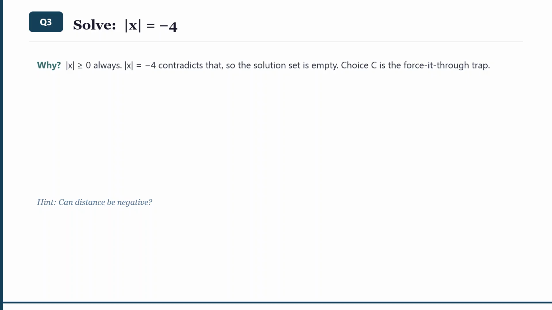Choice C, x equals plus or minus 4, is the force it through trap. Students see the absolute value bars and reflexively write the plus or minus answer without first checking that the right-hand side is non-negative. Always confirm the right-hand side is greater than or equal to 0 before splitting cases.